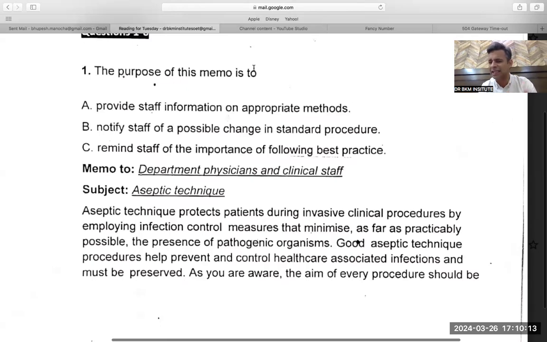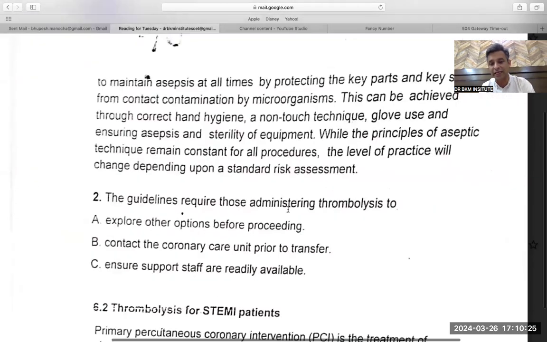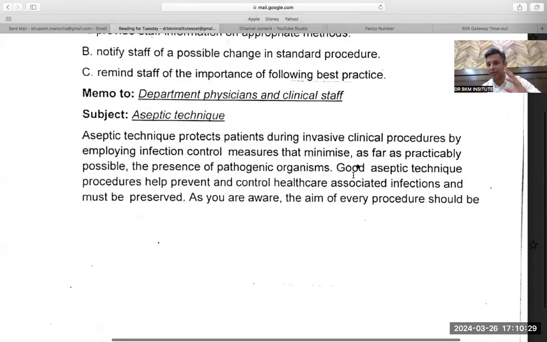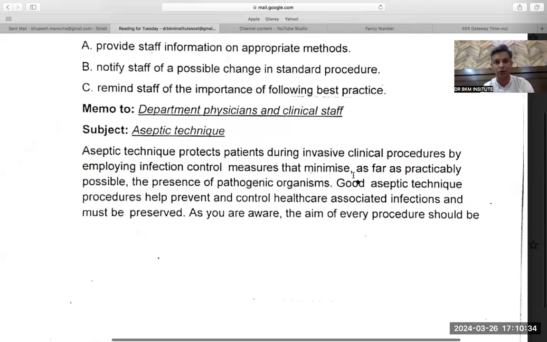All right. First, the purpose. Purpose questions, as I always say, are very important and they are different as well. It's not difficult, it's different. You have to think less when it comes to purpose questions. The last line is the most important line for the purpose, and the first line is the second most important line, because the first and last lines tell you what the topic is. So let's read the topic.